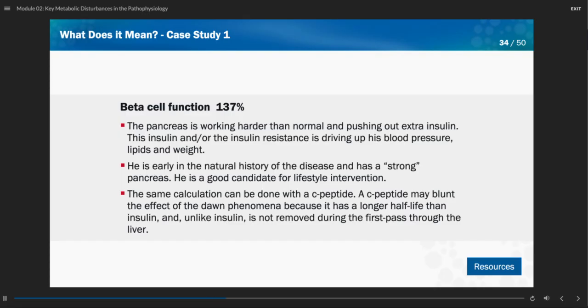The same calculation can be done with the C-peptide. The dawn phenomenon happens when in the morning cortisol starts to go up as part of its diurnal cycle, and that creates an insulin resistance. Because the C-peptide has a longer half-life and is not removed by the first pass through the liver, it is likely a better measure of insulin function, insulin resistance, than measuring the insulin itself.